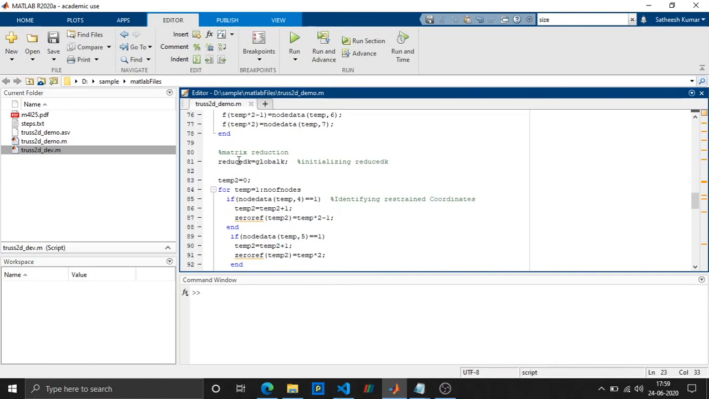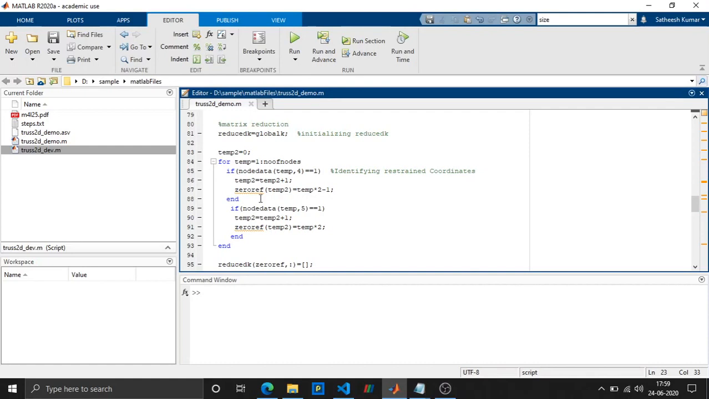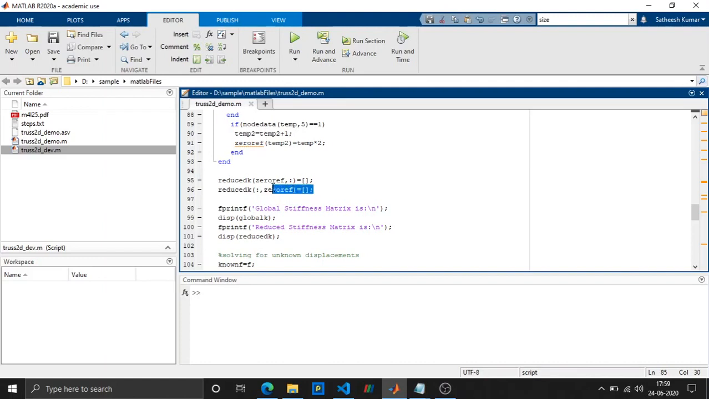Then I am initializing a reduced K matrix. Wherever we have restrained coordinates, I am eliminating those particular rows and columns in this reduced matrix. So I am eliminating the corresponding rows and columns here. In our particular example, 4, 5, 6, 7 and 8 are the rows and columns to be eliminated from the global stiffness matrix to find the reduced stiffness matrix.